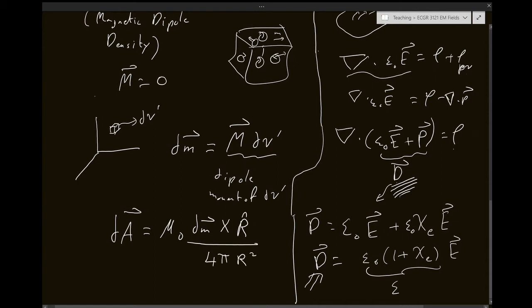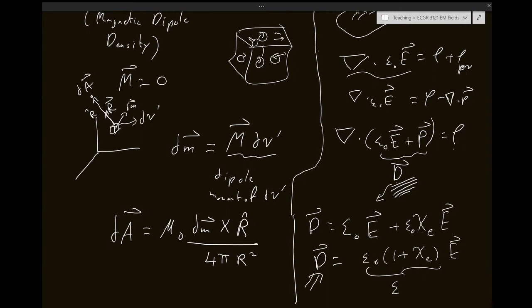So let's say we want to find dA at this point, right? This is going to be r, and r hat is going to be in this direction, right? And then dm will be whatever the orientation of the dipole within that small volume space. So this is a correct formula, we can integrate it.